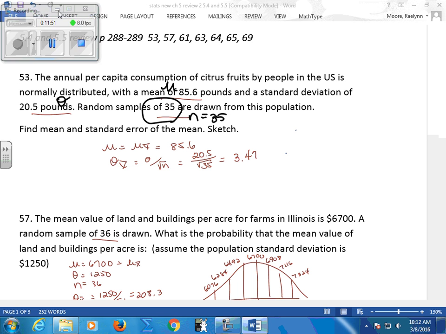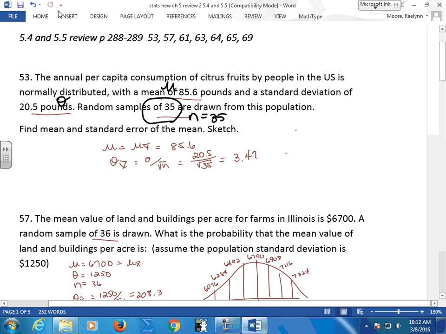So again, this is how we'll start. We'll say, find the mean. The mean is the same. The mean for your sample is the same as the population mean. And find me the standard error of the mean. This is the same as your sample standard deviation. And here, this is the major change. We only use this for this one.